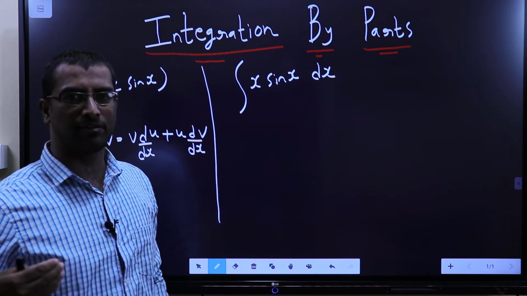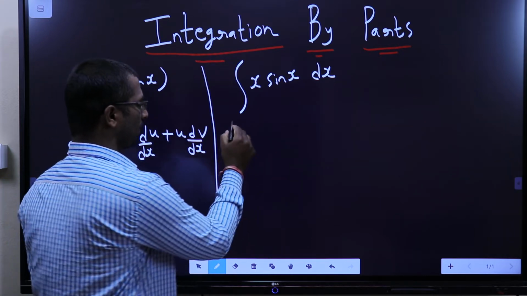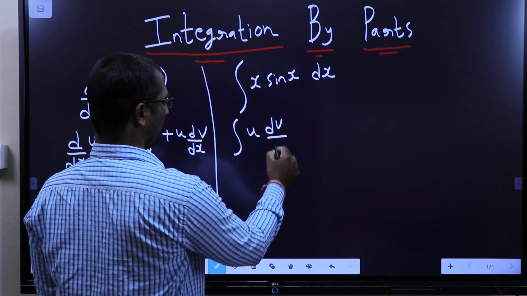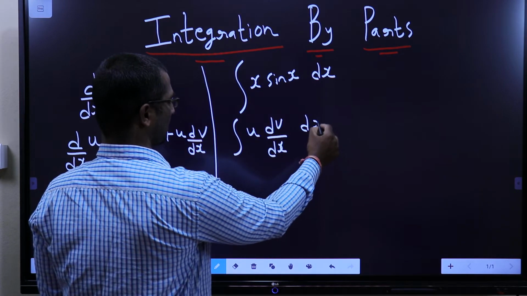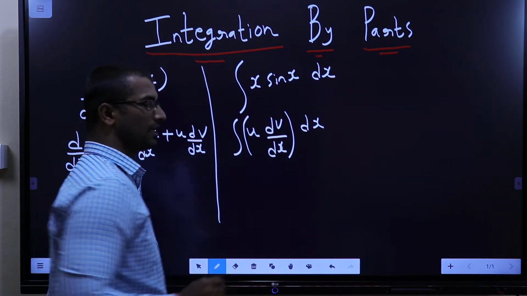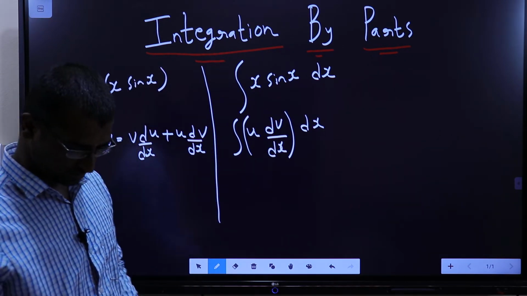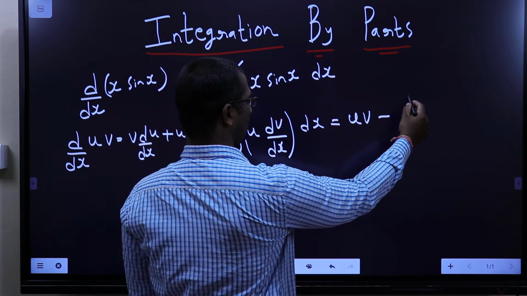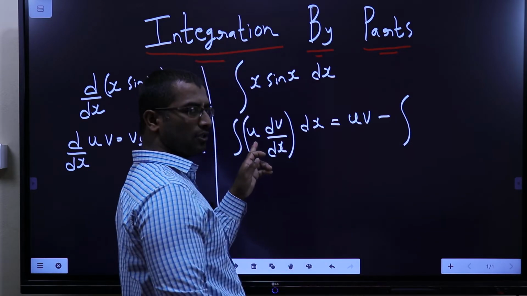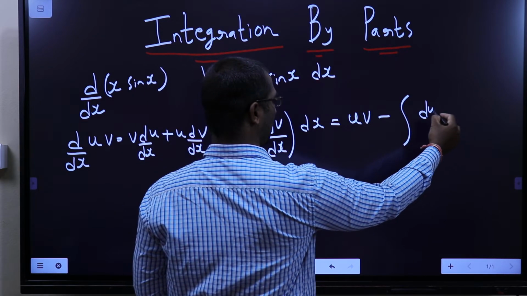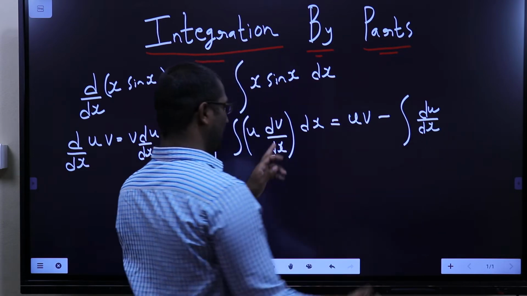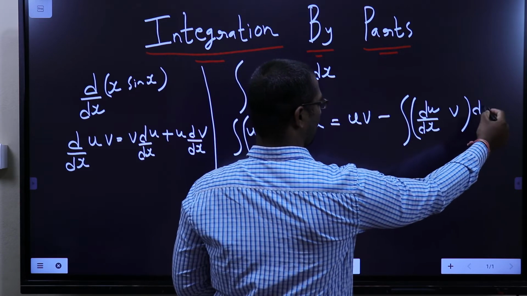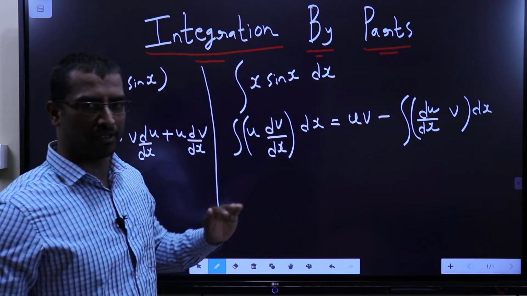And what is the formula that we make use of here is integration of u dv by dx dx. This is the formula of integration by parts, equal to uv minus integration of, here it is u, there I should write du by dx. Here it is dv by dx, I should write here v dx. This is the formula.